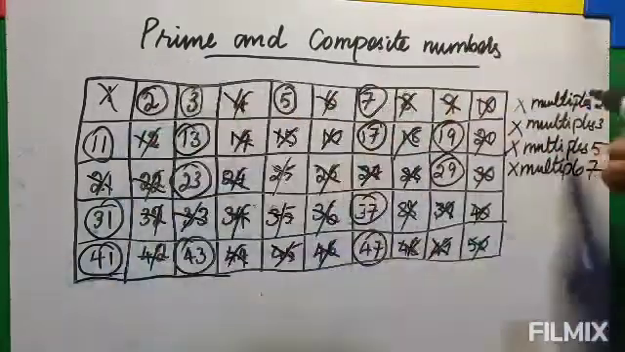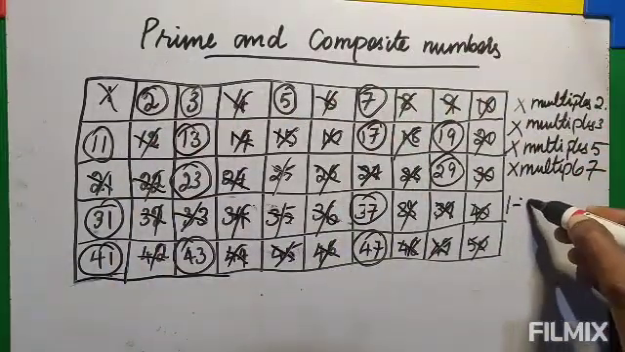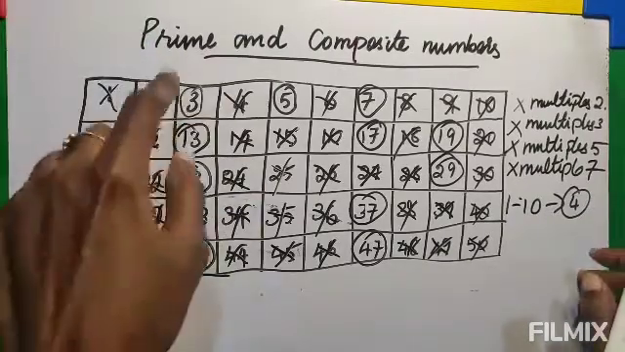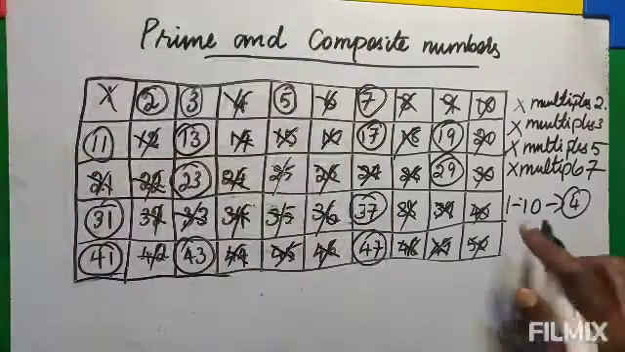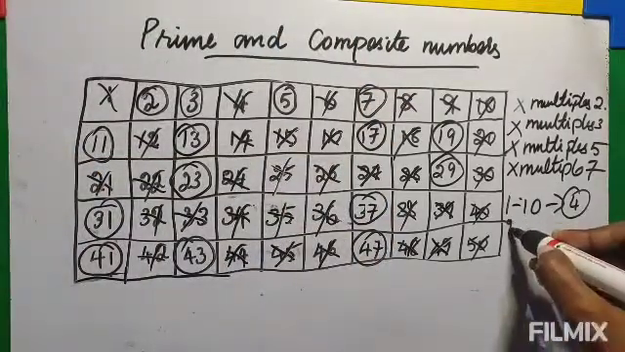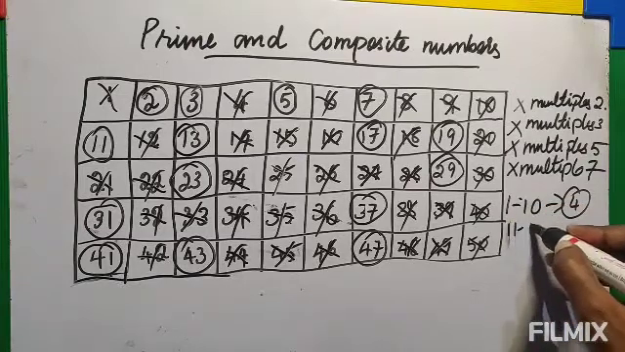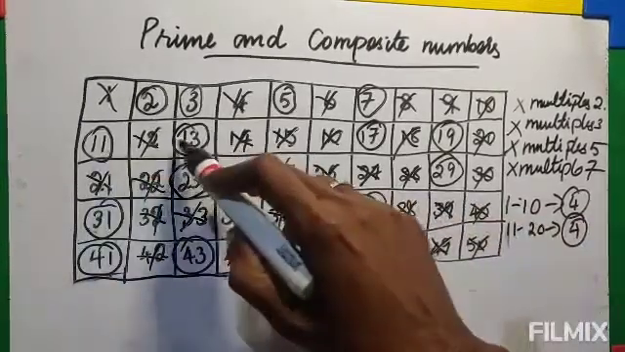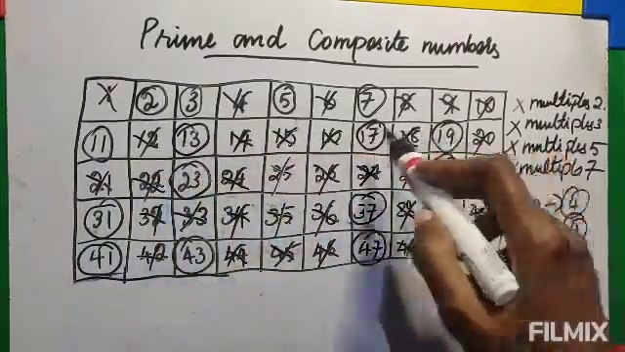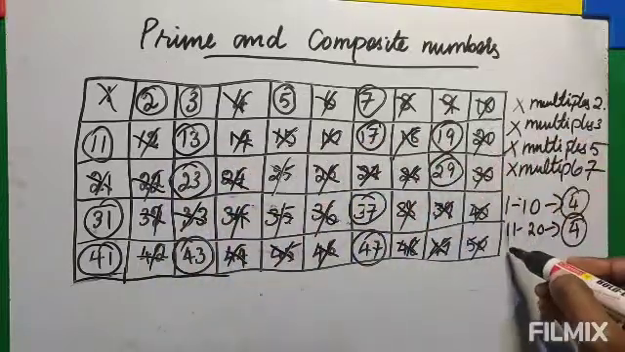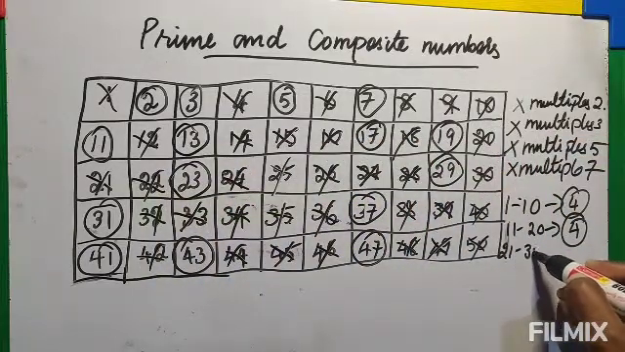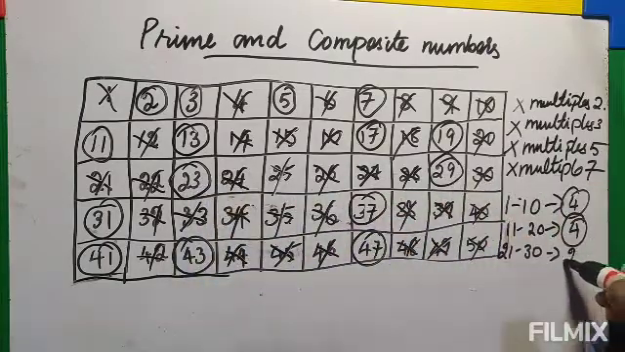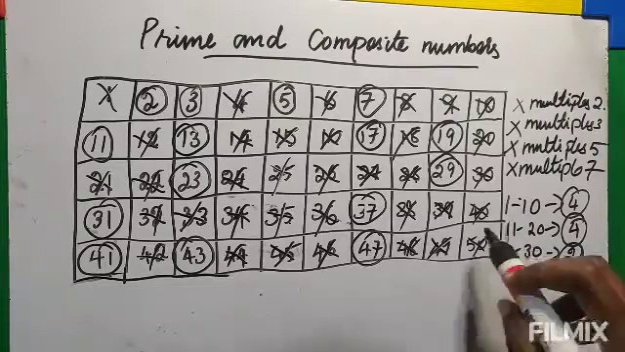From 1 to 10 there are 4 prime numbers, that is 2, 3, 5, 7. Again from 11 to 20 also 4 prime numbers, that is 11, 13, 17, 19. From 21 to 30 there are 2 prime numbers, that is 23 and 29.